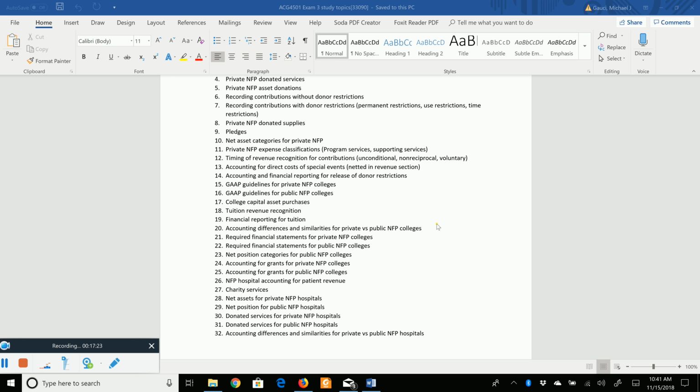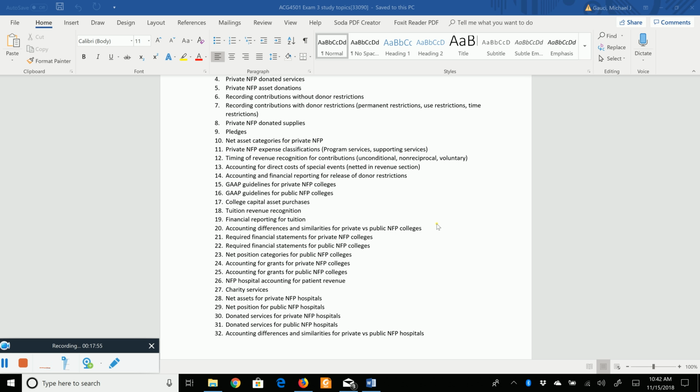Number 21 and 22, required financial statements. Make sure you know the specific financial statements, the names of the financial statements for private and public nonprofit colleges. 23, make sure you understand that for public nonprofit colleges, the equity is not called net assets as it was with private nonprofits, which we went over already in this review, but the equity is called net position.